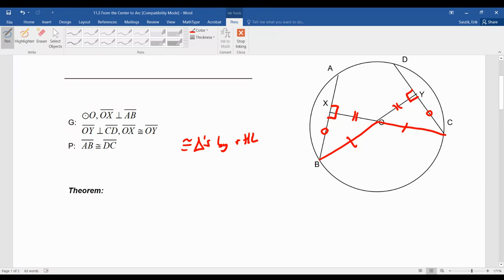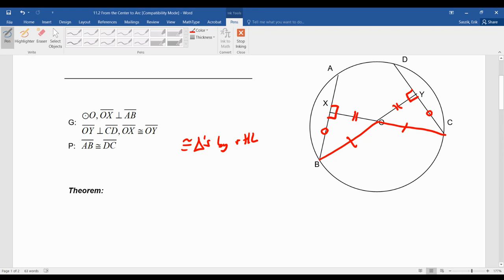Another way is to use what we learned in section 11.1. Remember, if a radius is perpendicular to a chord, and that's what we're essentially given here, because we could extend OX and make it a radius if we wanted to, it bisects the chord. So we have bisection happening here, and we have bisection happening here. So if this segment is congruent to this segment, this whole thing has to be congruent to that whole thing by multiplication.